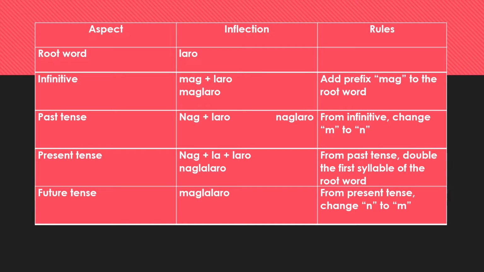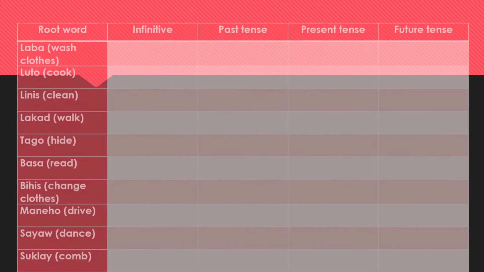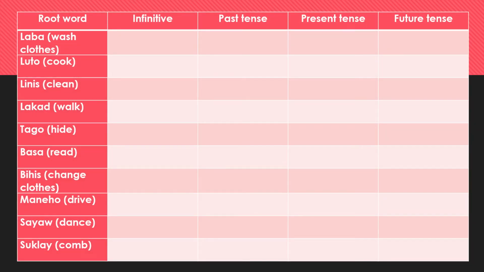Okay, let's try this exercise. Let's see if you already understand our lesson on how to conjugate verbs using the Mag-verbs. So you can pause the video, and get your notebook, your pencil or your ball pen to answer. These are the root words. The first one is laba, meaning to wash clothes.